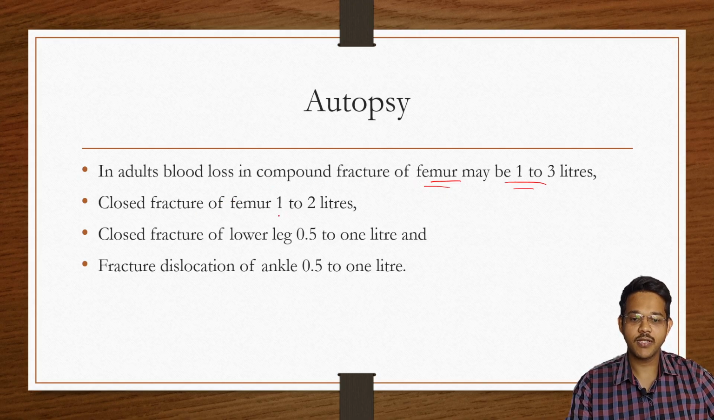If there is a closed fracture of the femur, meaning the skin is intact, there may be a loss of 1 to 2 liters. Closed fracture of the lower leg may have 0.5 to 1 liter of hemorrhage. Then fracture dislocation of the ankle has 0.5 to 1 liter.